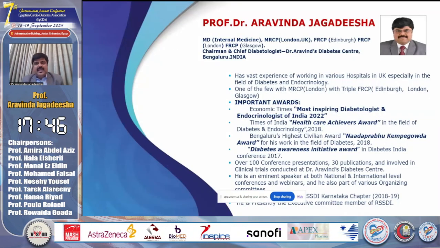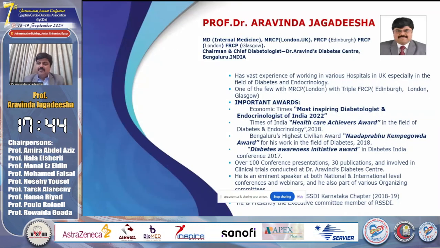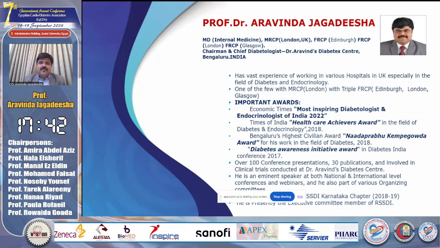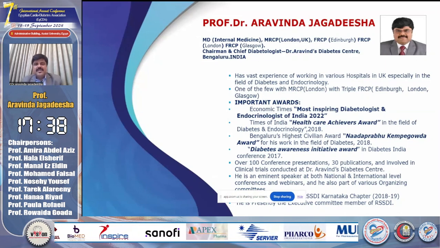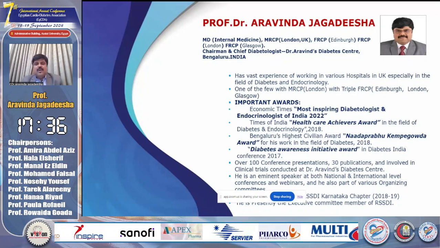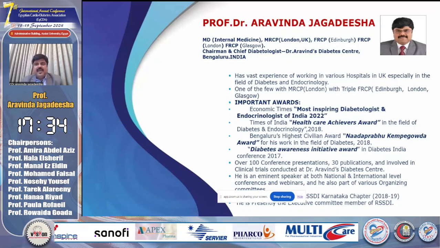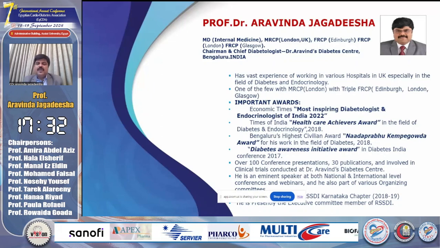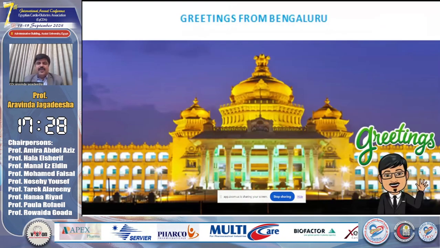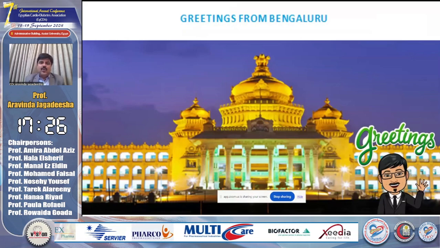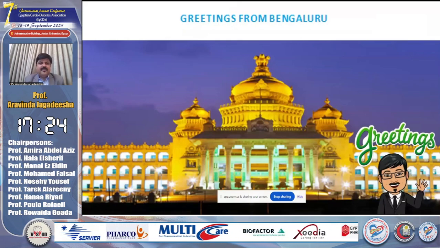So, this is my CV. I am Professor Aravinda Jagadeesha from Bangalore. I've done my MD, MRCP, triple FRCP from UK, and I have my own diabetes center in Bangalore, which is in the south part of India. So first of all, greetings to all of you from Bengaluru, from India.